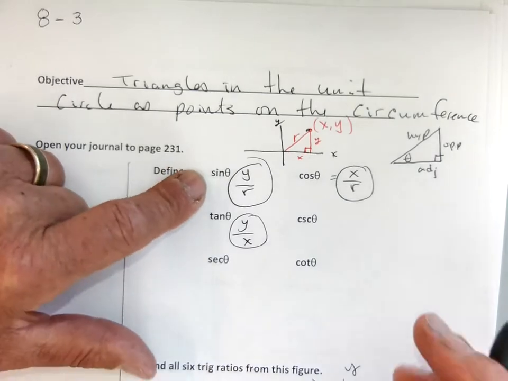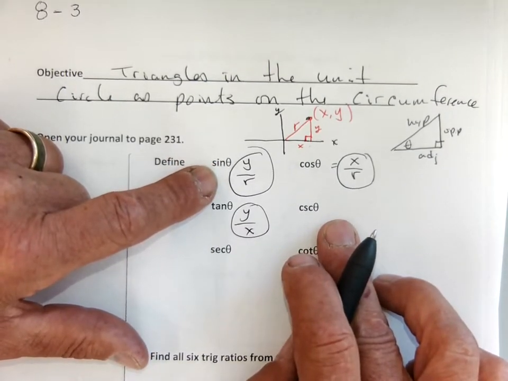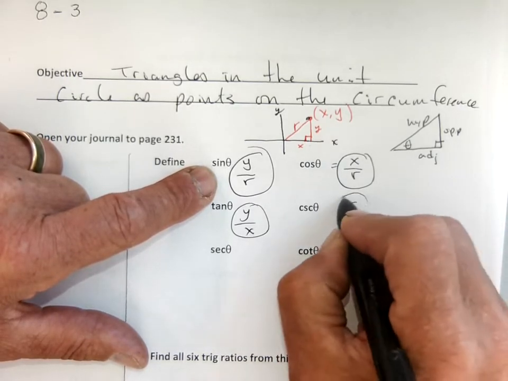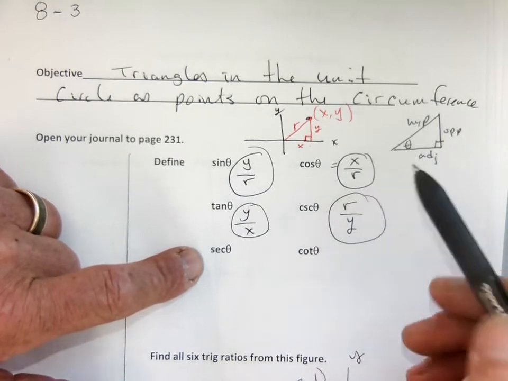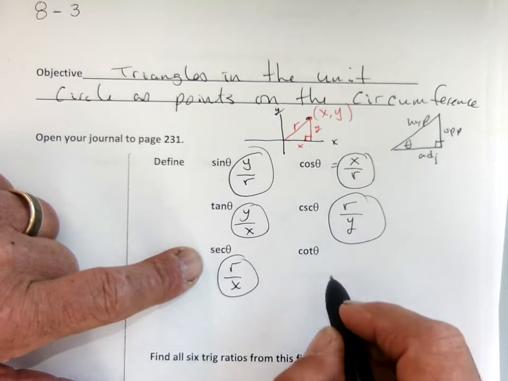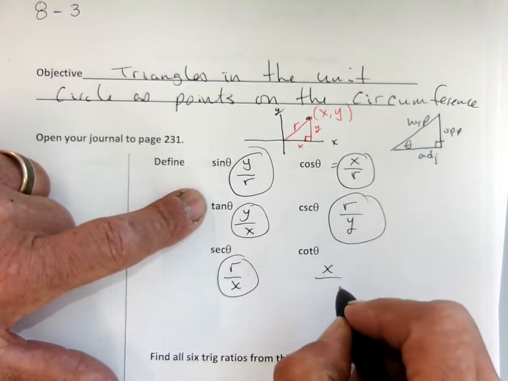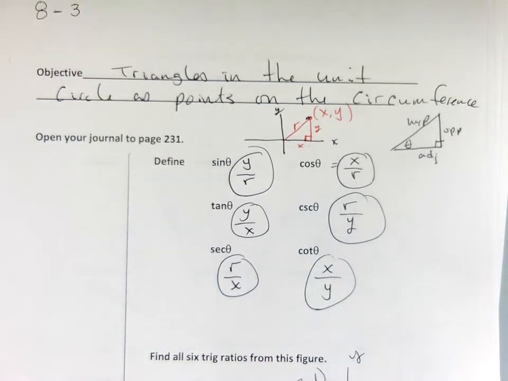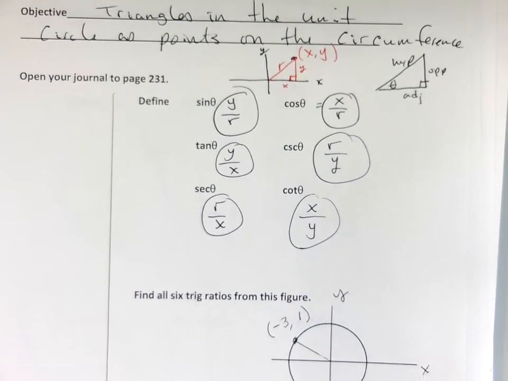Now the cosecant is just the reciprocal of sine, so it's going to be the radius over the y value. The secant, which is the reciprocal of cosine, is going to be the radius over the x value. And the cotangent, of course, the reciprocal of tangent, is going to be the x value over the y value. Okay? Now, let's go ahead and shift down to problem number 1.